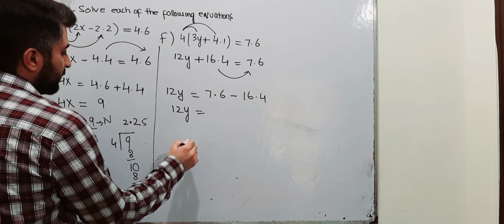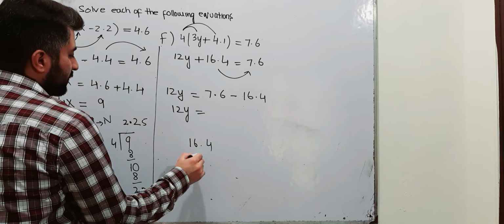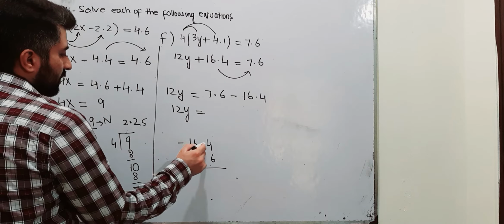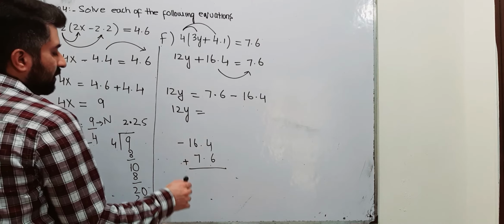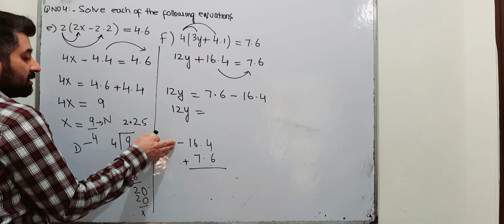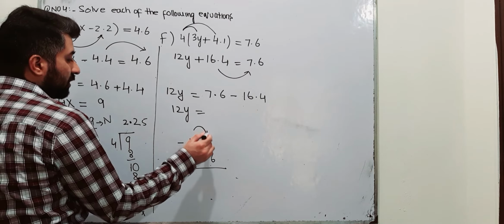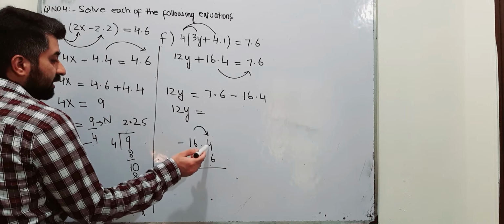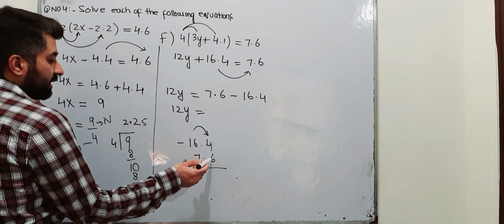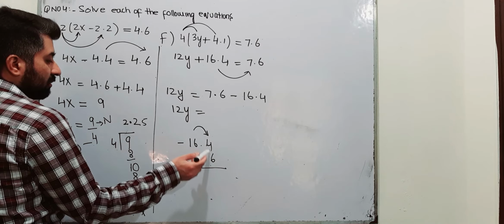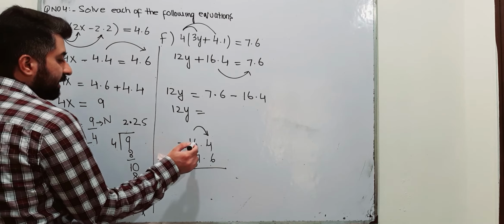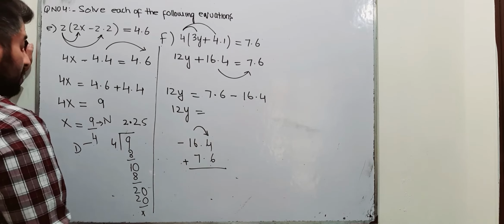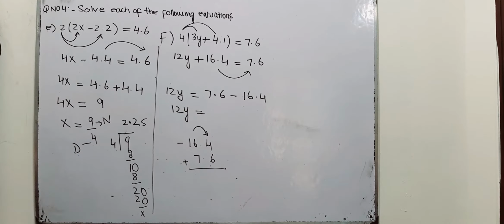You need to subtract them. 16.4 and 7.6. This is negative, this is positive. So basically, first of all, subtract them and we will retain the sign of the larger number. Carry 1 from 16 to 4, because here we have 6, here you have 4. So this is a smaller number as compared to 6.